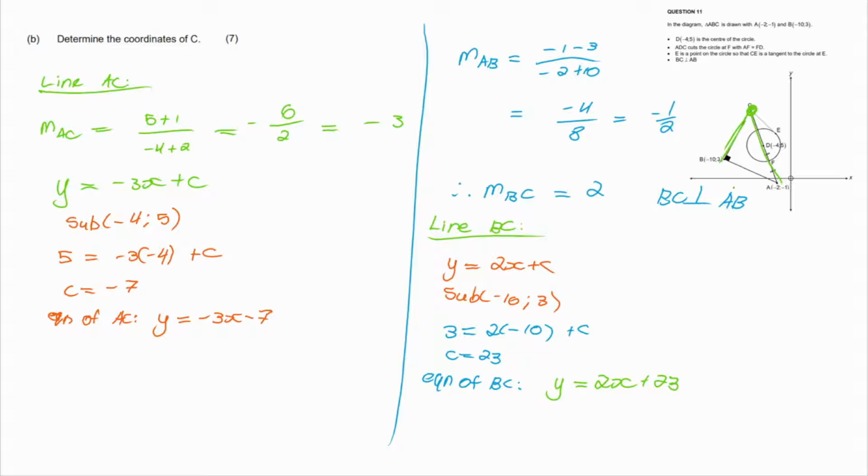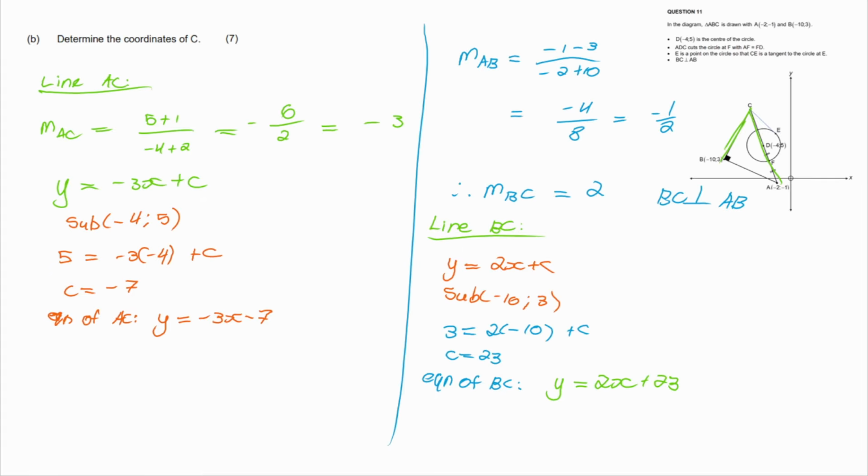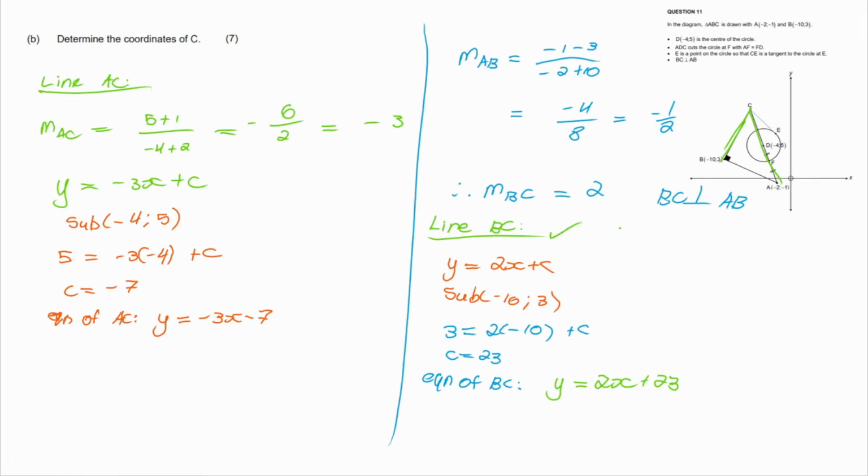To then find the x coordinate of that, I just set the two lines equal to each other, which I will do here. So we're going to get 2x plus 23, that's for BC. Then we need to set that equal to line AC, which is here. It's equal to -3x minus 7. Now from here it's just algebra. So 5x is equal to -30. So x is equal to -6.